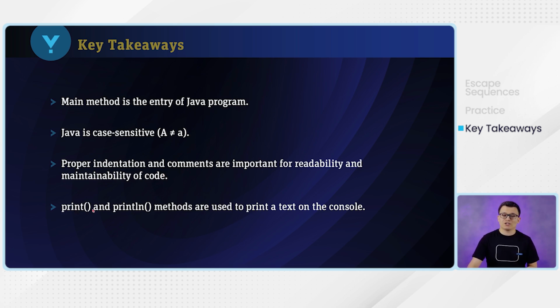And make sure you also know the difference between the print and println methods that we covered in this module. Both are used for printing a string of text or any value to the console. One appends a new line after printing, the other one does not. So the println method appends a new line after printing the given value, but the print method does not append a new line after printing the given value.